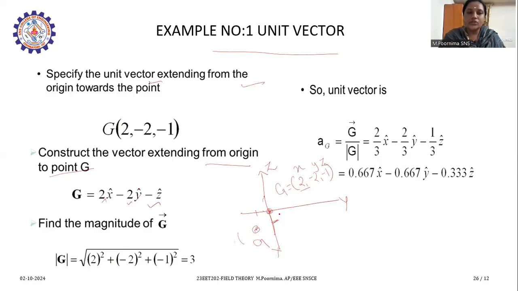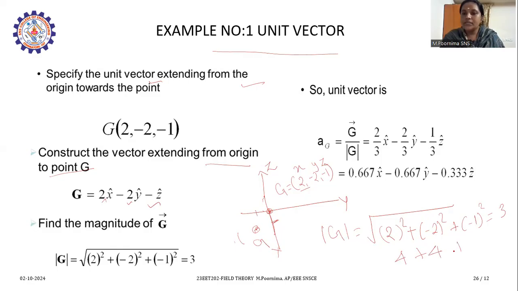Then the magnitude of G vector is equal to the root of 2 square plus minus 2 square plus minus 1 square. That is 4 plus 4, which is 8, plus 1, which is 9. So the root of 9 is 3.